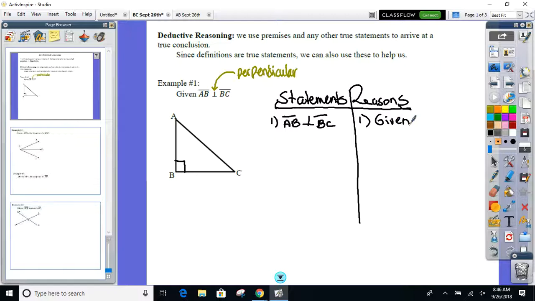What did you mark on your diagram a couple minutes ago? So we are saying that angle B, and you guys can start doing the shorthand here, the angle symbol, angle B or angle ABC or CBA, however you want to name it, angle B is a right angle.